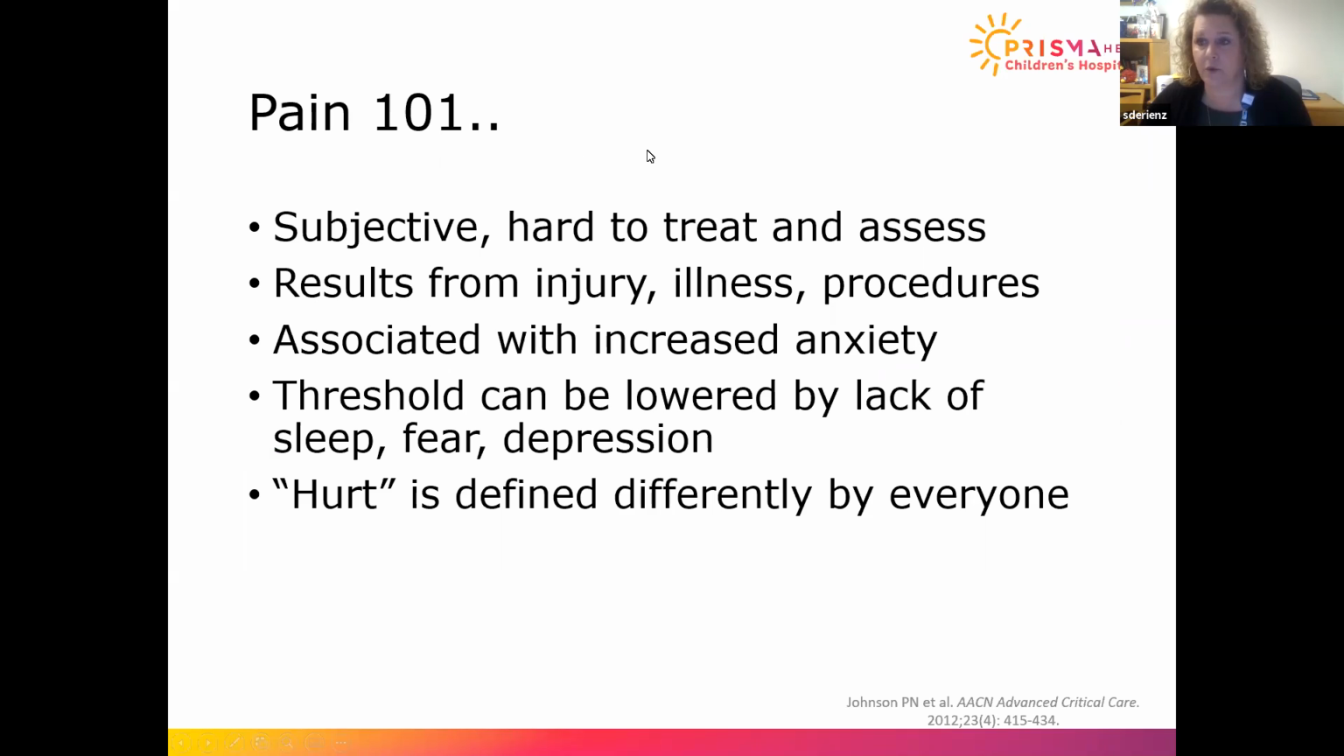So just some pain 101. Pain is subjective. It's hard to treat and assess. It can result from an injury, an illness, or perhaps a procedure. Pain can definitely be associated with increased anxiety, and your threshold for pain can be lowered by lack of sleep, fear, and depression. And the word hurt is defined differently by everyone.